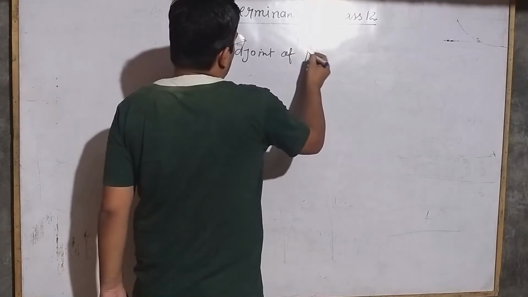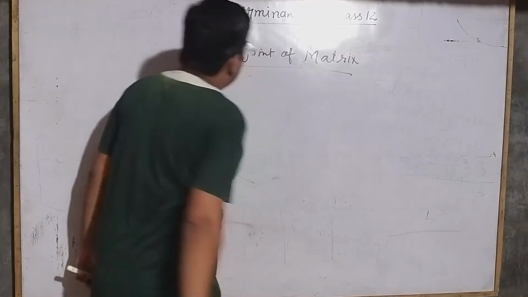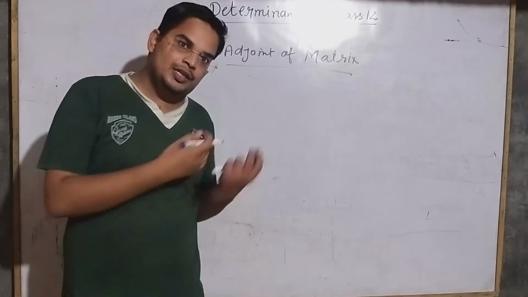Adjoint of matrix. What is the adjoint of a matrix? It is also a very important topic. How to find out the adjoint of the matrix?